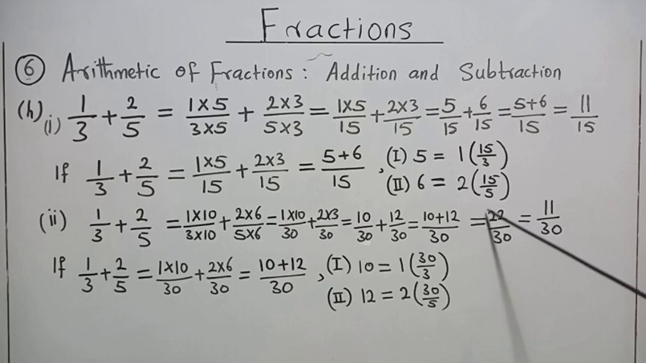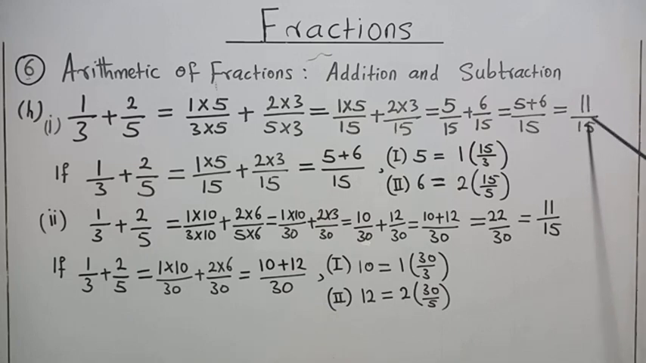This is the answer, but it has to be broken down or reduced to its lowest term. If that is done, that will give us this 11 over 15, the same answer we got earlier. So whether we pick 30 as the common multiple of 3 and 5, or 15 as common multiple of 3 and 5, the result has come to be the same thing, 11 over 15.